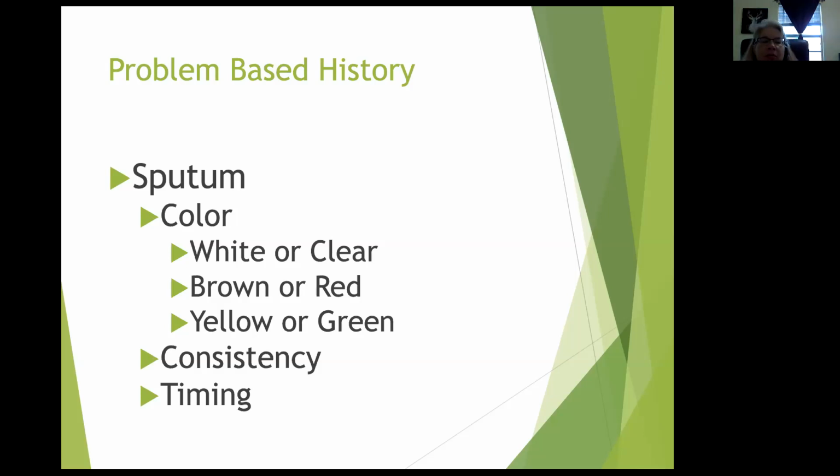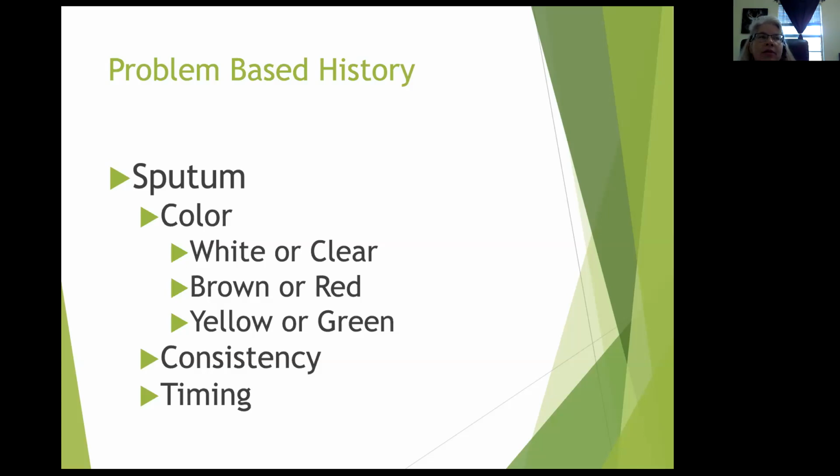What about if the sputum is brown or red? What does that tell us? Blood. Brown would be old blood, and red would be acute blood, like they're bleeding now. What about yellow or green? What does that tell us? Infection, absolutely. Yellow or green sputum is infection. And this is whether they are coughing it up or blowing it out of their nose, because you'll get sputum both ways.